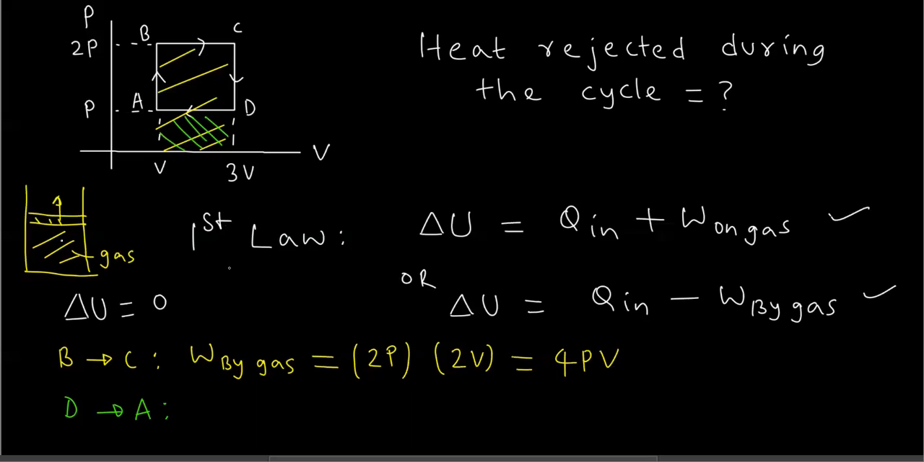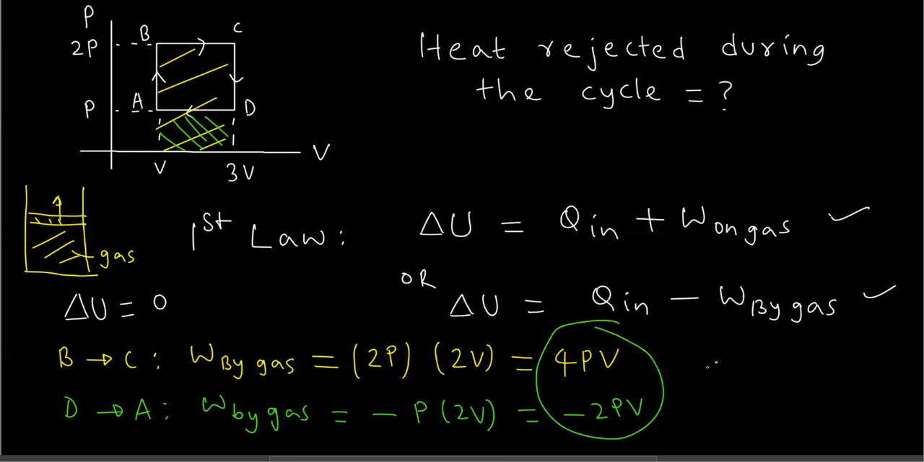It is getting compressed. The piston is moving down. The gas molecules are applying forces on the piston in the upward direction. So there is compression here. Now, I can either say work done on gas is positive, or I can just say that work done by gas is negative in this case. So if I look at the pressure P, I'll use it with a minus sign. P into 2V. So this becomes minus 2PV. All right. Now, if you look at the net work done by gas overall.